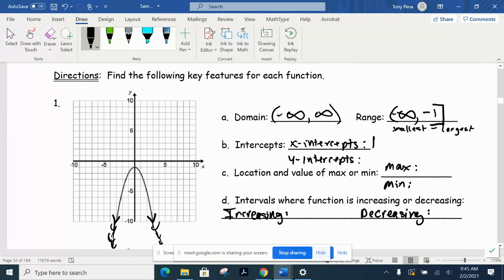Similar to our last graph, there are no x-intercepts. We don't touch the x-axis at all. And then our y-intercept is right here, which just so happens to be our vertex. That's the y value of -1.